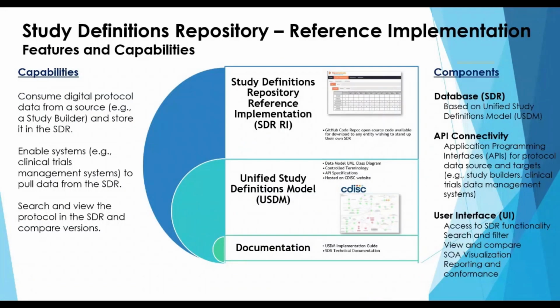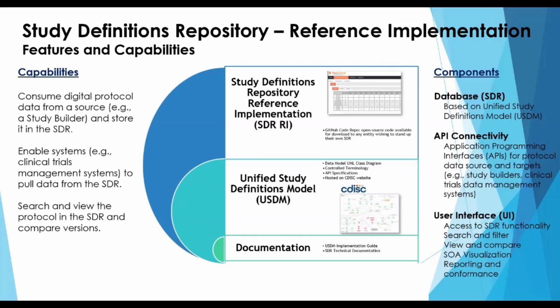The Study Definitions Repository Reference Implementation, or SDR-RI, is a model implementation of a repository that uses USDM, which was developed by CDISC, to facilitate data exchange and provide usable code to promote adoption through open source. It is intended to show stakeholders some of what is possible using USDM to facilitate end-to-end data flow. Companies are free to develop their own implementation of SDR or other products that use this USDM standard.